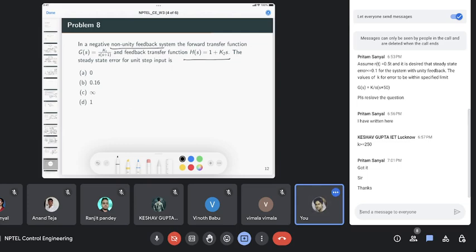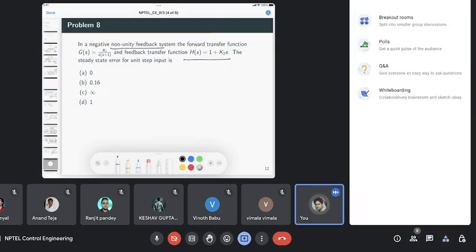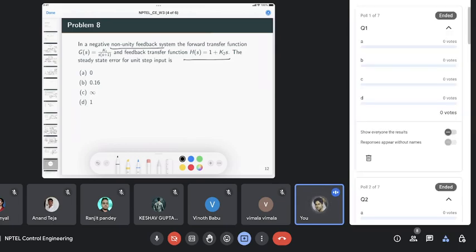So just remember that the steady state formulas that are given are applicable only for a unity feedback system. So whenever you apply them, you have to be careful about that.